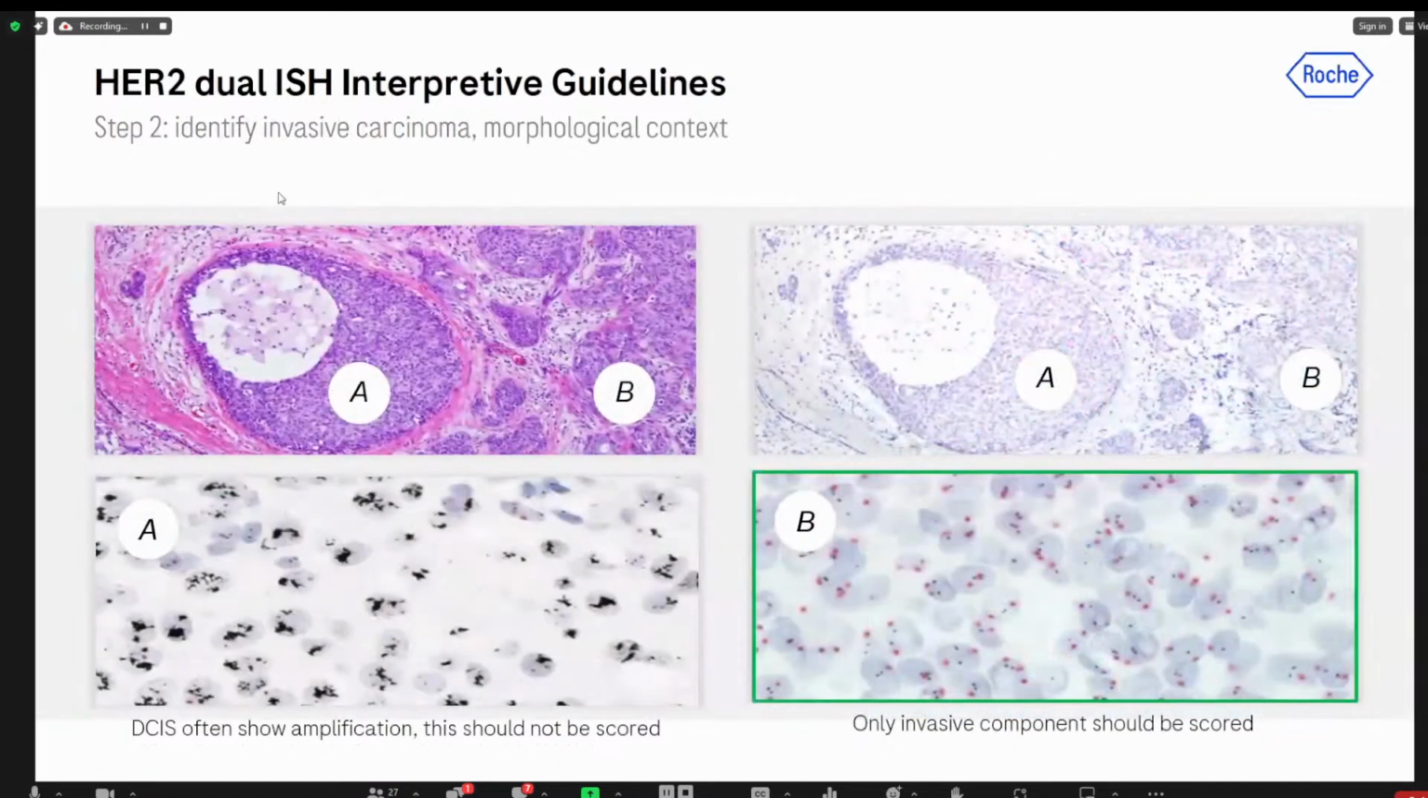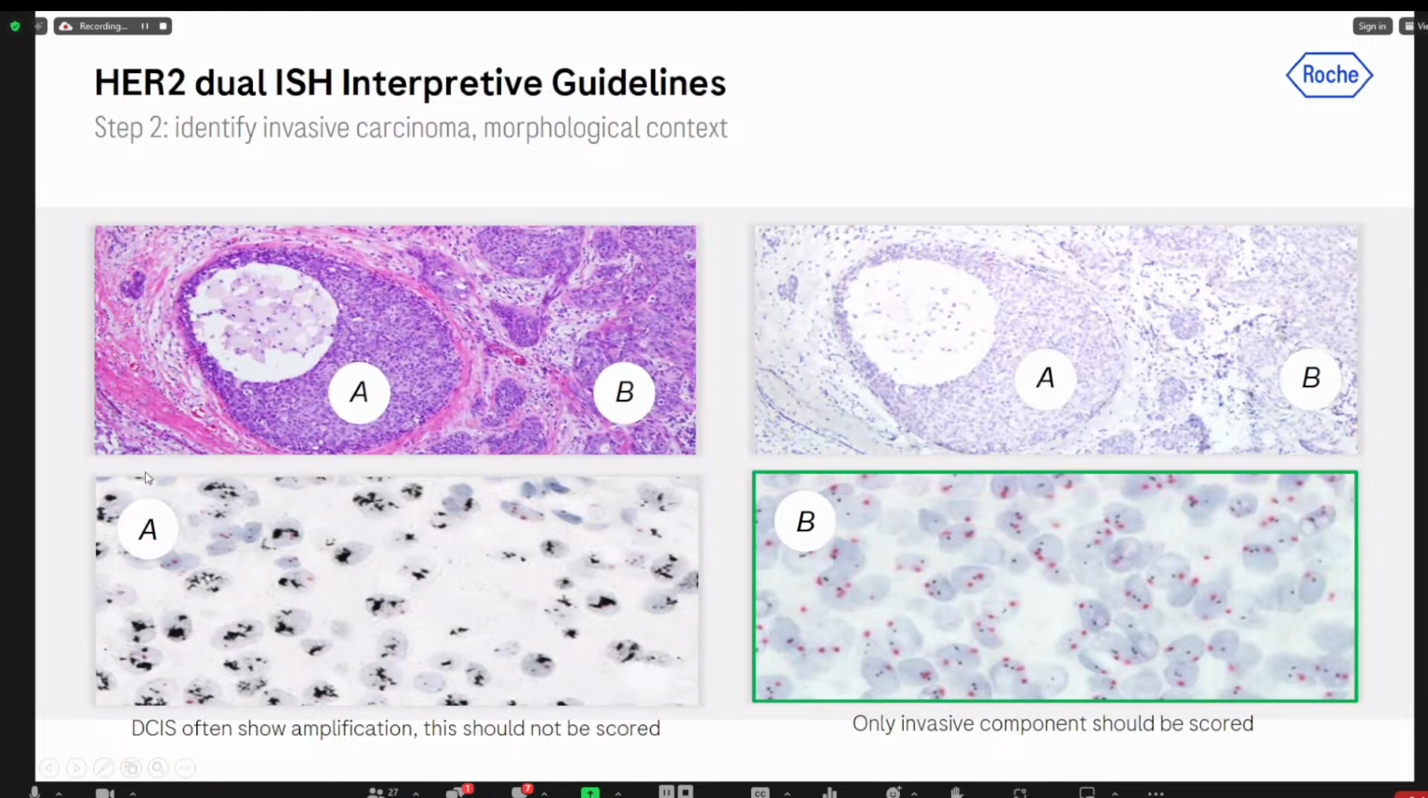And then identifying the invasive carcinoma. So here's really where the morphological context plays a huge role. If we look at this H&E here, you can see in A, we have an area of in situ carcinoma, and here in B, we have the invasive component. And then we have just the same low power field of the in situ hybridization.